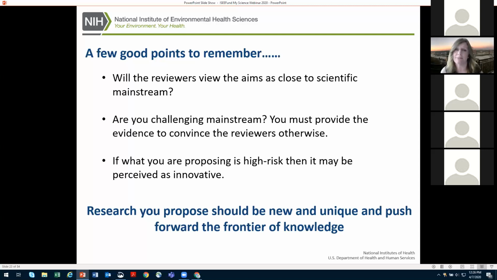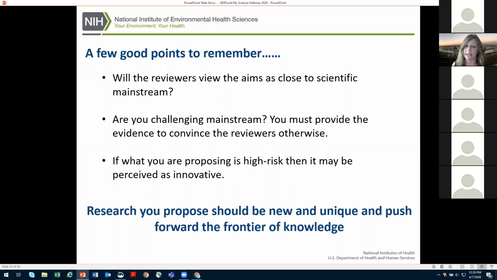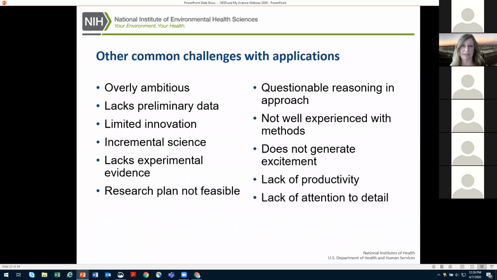I know there's been criticism on the R21s that it's too few years, and by the time you're wrapping it up, you've got to get ready for that R01. So talk to your program director to see what the best fit is based on the science that's going up for peer review. The research you propose should be new and unique, but most importantly, make sure it's pushing forward the knowledge, pushing forward the science. Replicating something is good, but there has to be something new about it that's bringing new information to the institutes and to the scientific community.